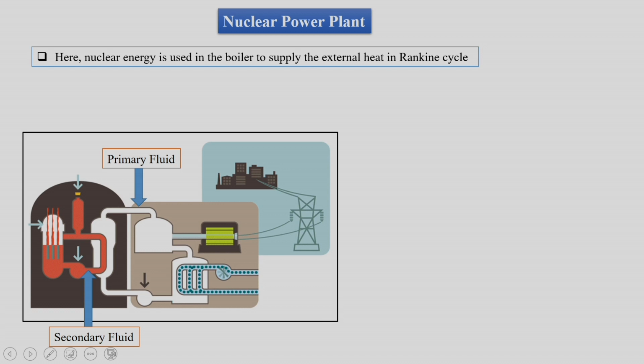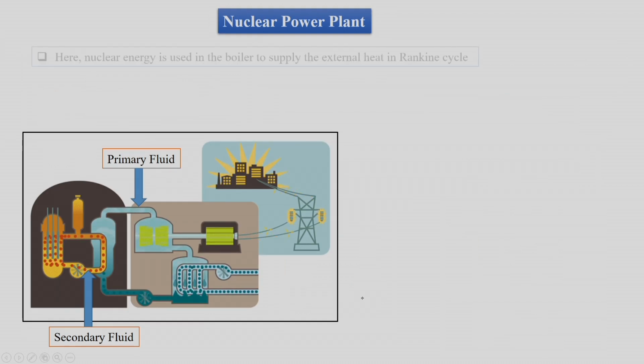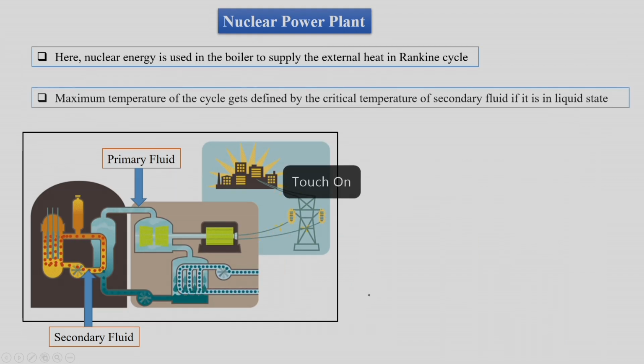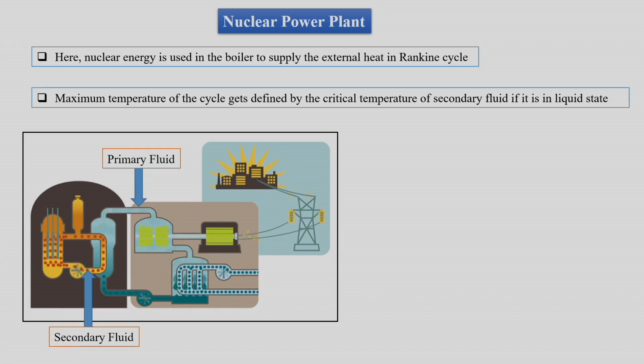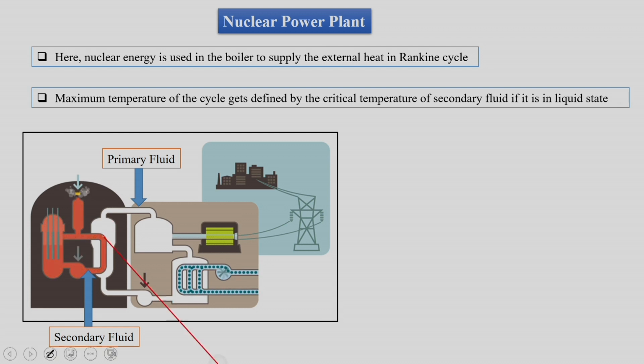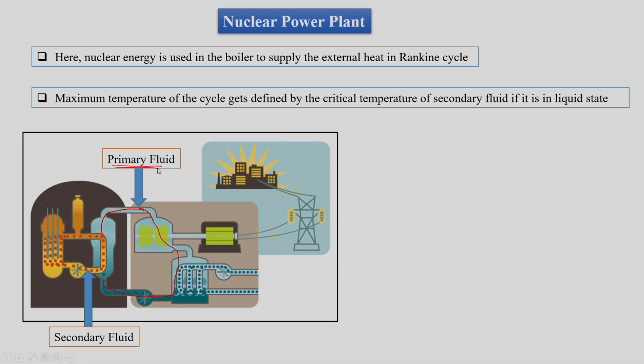So, nuclear energy is our source of heat for the Rankine cycle. So, having this as our source of heat, we will see the maximum temperature. In such case, we will have it based upon the critical temperature of the secondary fluid. Here we are saying that there is water or steam which is getting passed in the circuit, which is basically boiler, pump, condenser and turbine. So, that circuit is called as primary circuit and working medium is primary fluid.